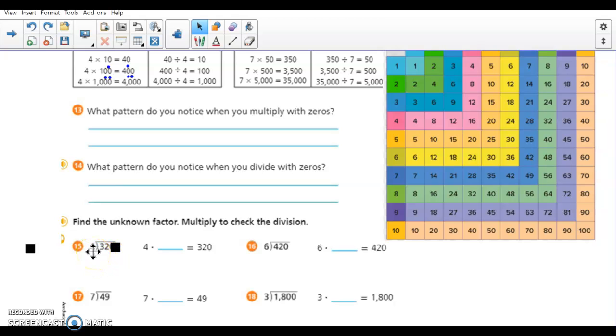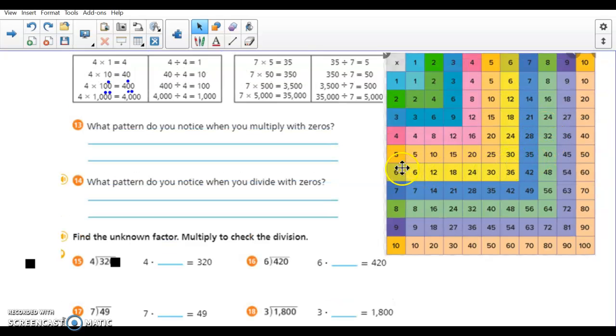Sometimes we say goes into, right? Or 4 times what can get me to 32 because they're inverse. But let's think of it now as 32 divided by 4. So I'm going to go over to 4. Here's my row, and I'm going to skip count until I get to 32. Whoop, I scrolled down too far. So I went from 4 to 32, and now I go straight up. Oh, 8 times 4 will get me to 32. So just like I did in the last problem, I would say this is 8.